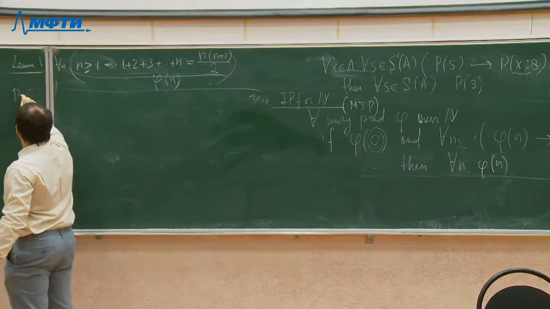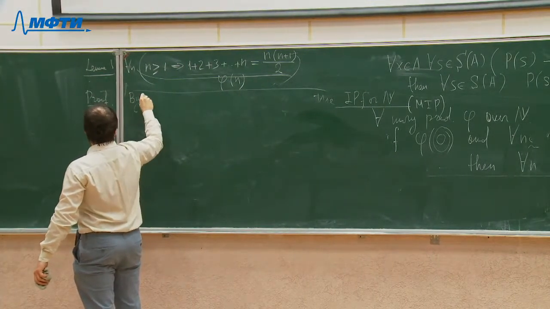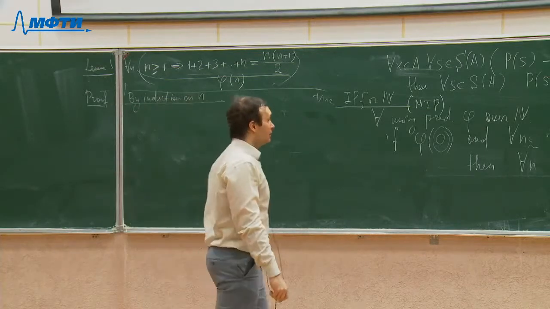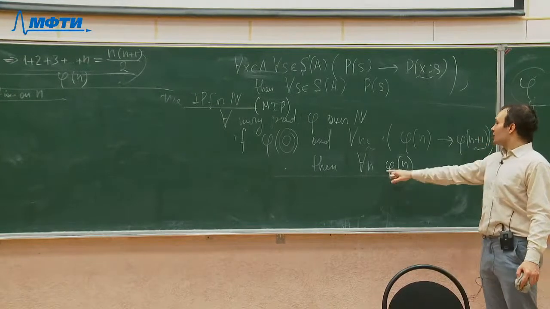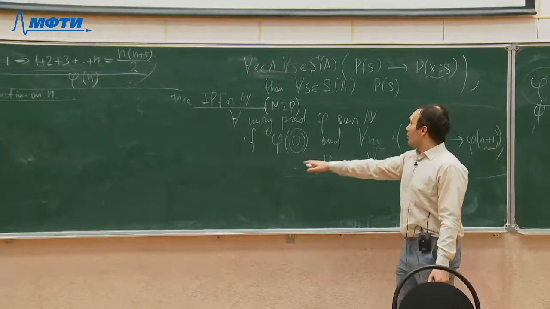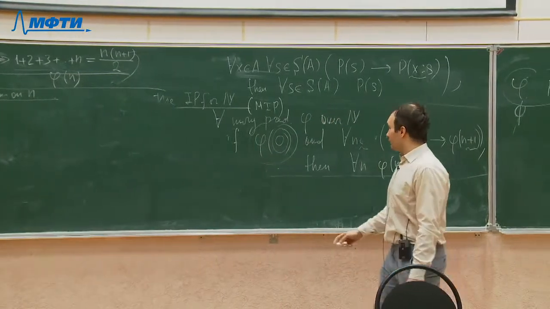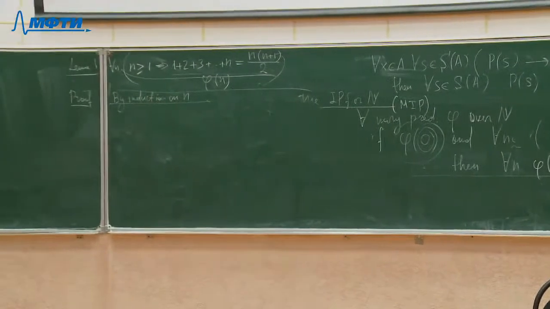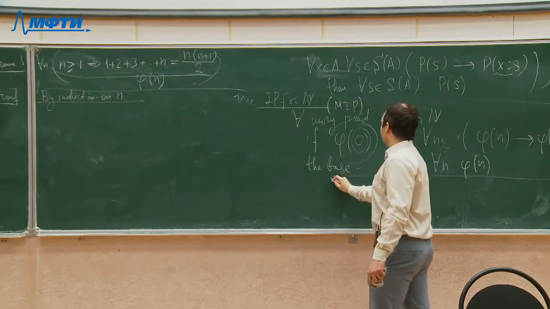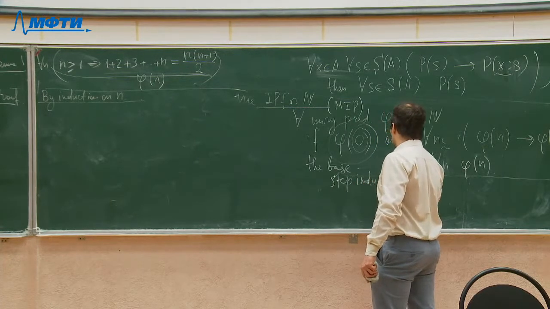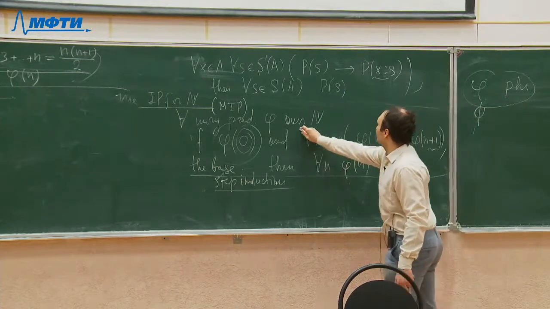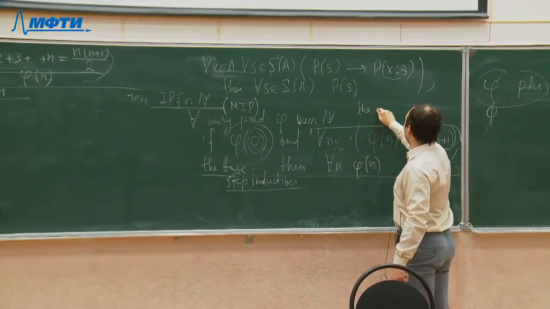Let's prove it by induction, by induction on n. How is it possible to do that? Of course, we need that for each n, this implication is true. In order to check it, we need these two statements. Phi of 0, it is known as the base case or the base step of induction, and this statement is known as the inductive step.